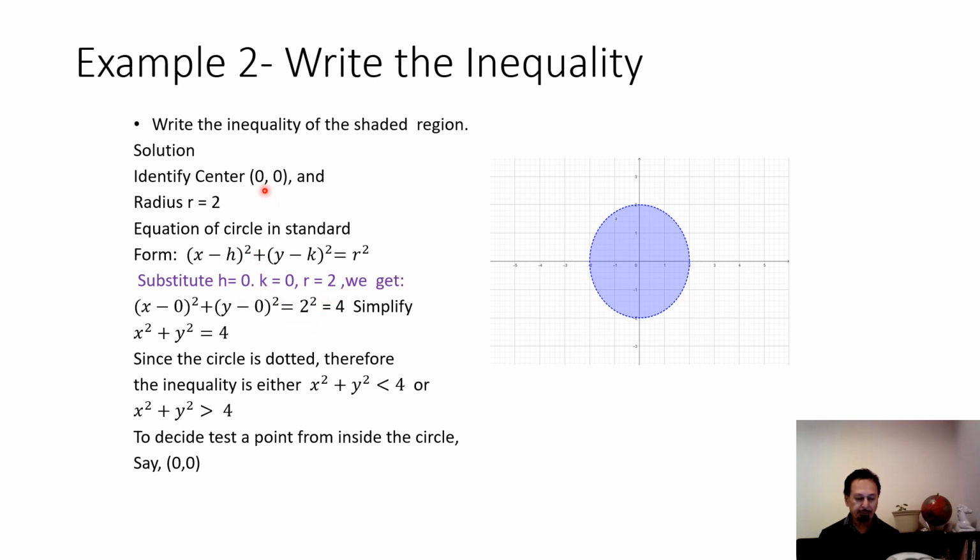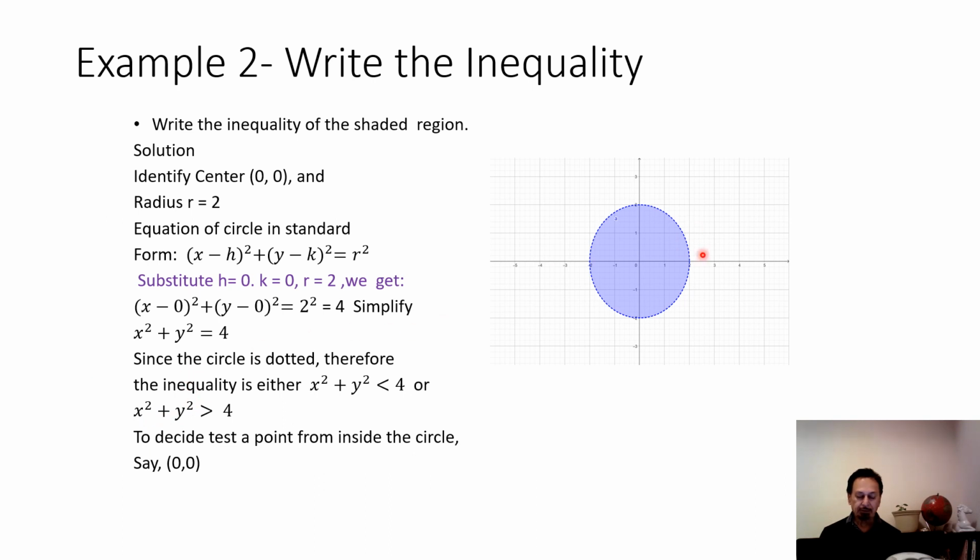So remember, the first coordinate is h and the second coordinate is k. So this equation becomes x minus 0 squared plus y minus 0 squared equals 2 squared equals 4. So now we simplify to become x squared plus y squared equals 4. So now we have to decide the inequality.